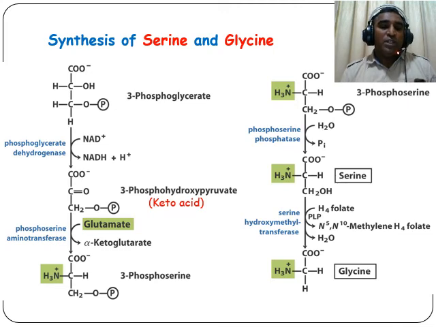It starts off with phosphoglycerate, which happens to be an intermediate of the glycolytic pathway, and then it will be converted to 3-phosphohydroxypyruvate. So this is the keto acid. Then comes the donor of the amino group, that is glutamate, and it will be changed into phosphoserine. And then once the phosphate group is removed from the phosphoserine, you get serine, and then from serine you can get glycine.